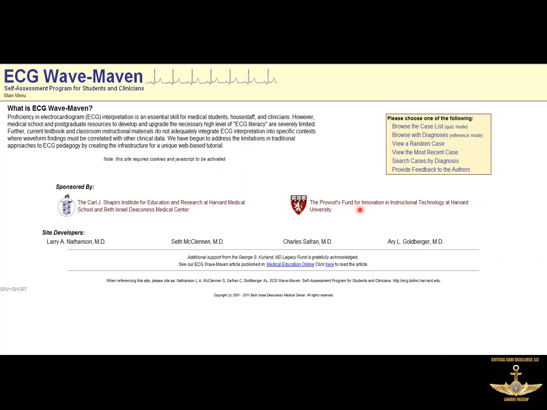One of my favorite resources for doing this is the ECG Wave Maven. If you just Google that, ECG Wave Maven, the URL is actually pretty long. It will get you right here, and you can go to where it says Browse the Case List, and last time I looked, it's a little over 400 EKG cases broken up by severity and by complexity. So it has like 1 star for difficulty versus up to 5, which is really hard.